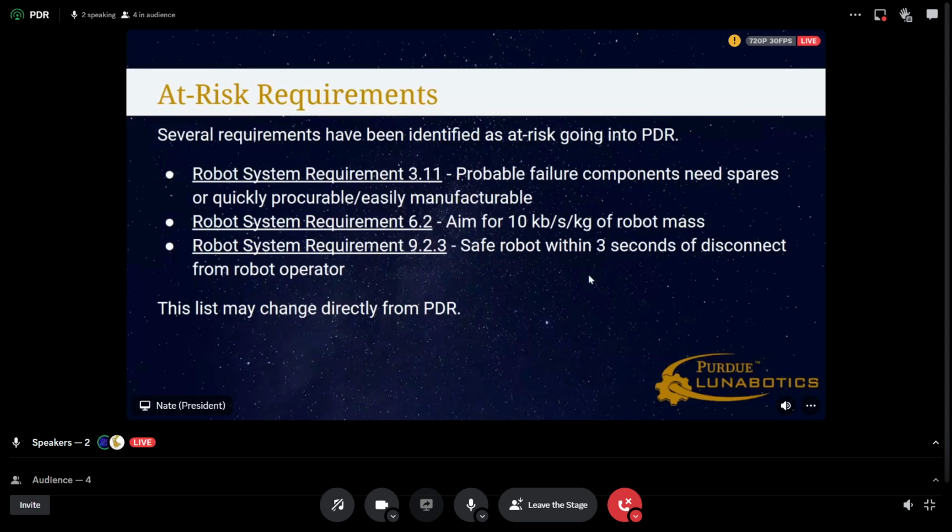These are the requirements that we'll make sure we address going into and preparing for CDR. This list may change during PDR. We may discover new requirements that are at risk, or we may find that some of these have already been addressed in some way.